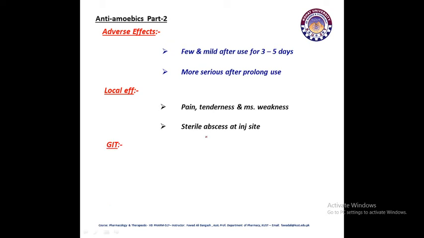In the GIT: nausea and vomiting, usually central, like they activate the central chemoreceptor trigger zone, causing nausea and vomiting. It also causes diarrhea, usually after several days. So these are the adverse effects, local and GIT.